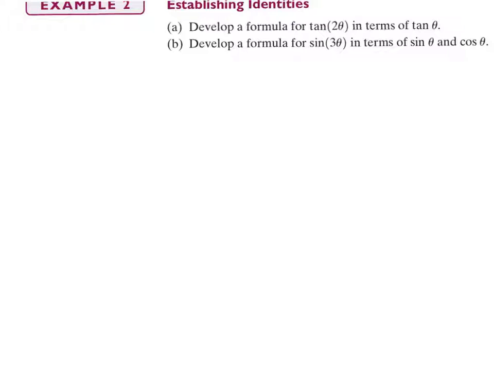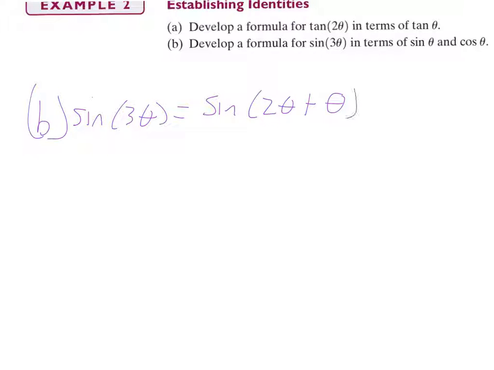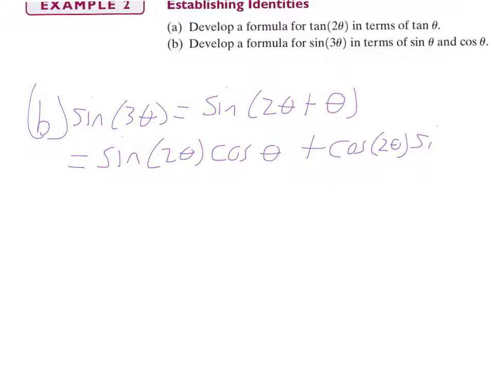Alright, and now for part B, it says find a formula for sine of 3 theta in terms of just sine and cosine. Remember, sine of 3 theta we can rewrite as sine of 2 theta plus theta. So, we could use the angle sum formula. So it would be sine of 2 theta times cosine of theta plus cosine of 2 theta times sine of theta.